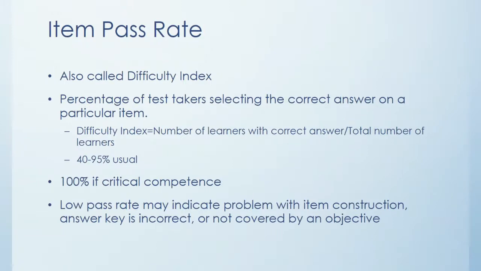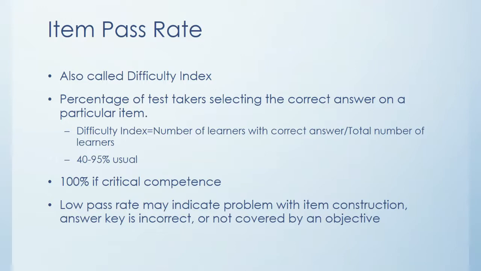So the item pass rate is also called the difficulty index. This is the percentage of test takers selecting the correct answer on a particular item. So it's calculated by the number of learners with the correct answer over the total number of learners. And in general, it should be about 40 to 95%.